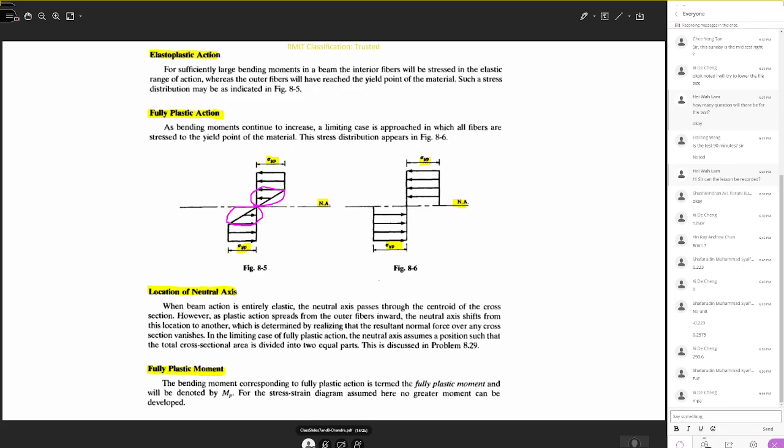Now, as the load keeps on increasing, the plastic yielding from the top and from the bottom reaches the neutral axis. So now this is the state where the material is fully plastic. Under fully plastic conditions, the problem is how to locate the neutral axis.